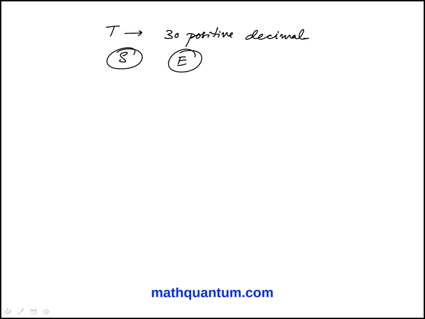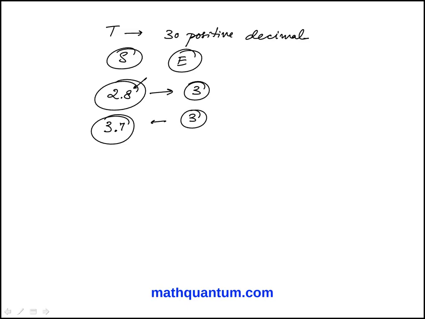In this difficult problem, we're given that a list T consists of 30 positive decimals, and none of them are integers. The sum of these decimals is S. Then they give us an estimated sum where they tell you exactly how to change those decimals. For example, if the decimal was 2.8, where the 10th digit is even, it is rounded up, which means this would be made 3. If it was odd, say 3.7, that would be rounded down to 3.